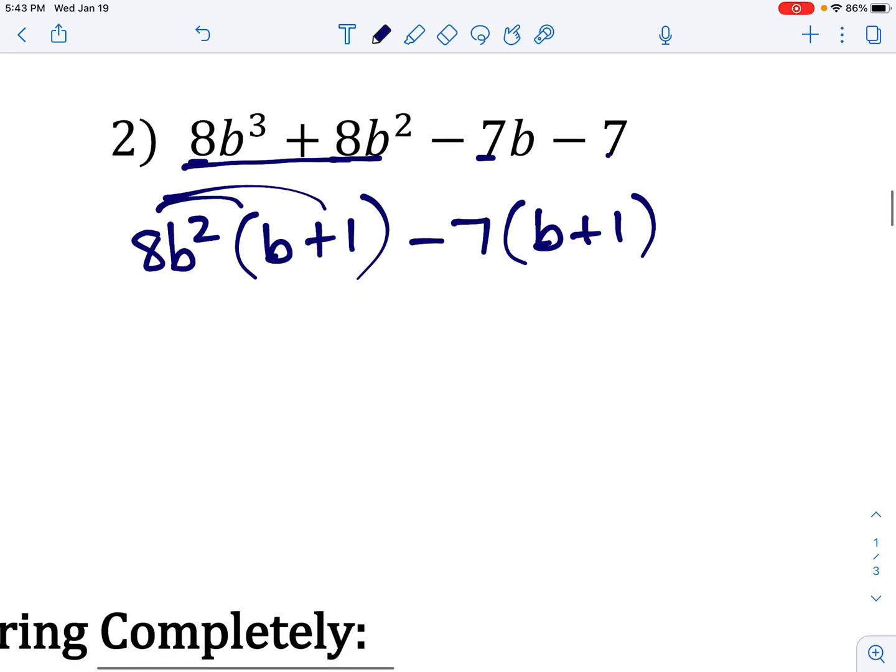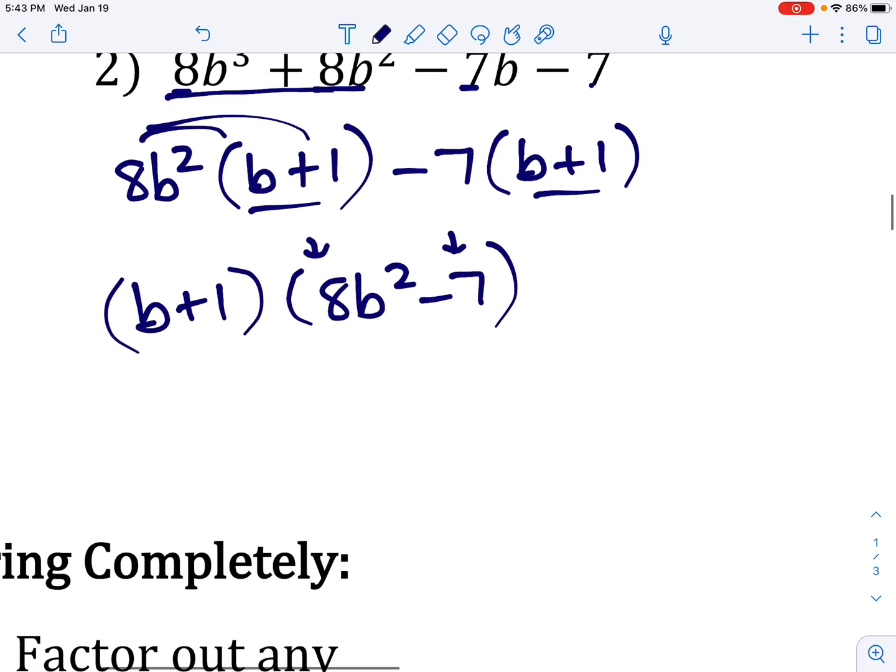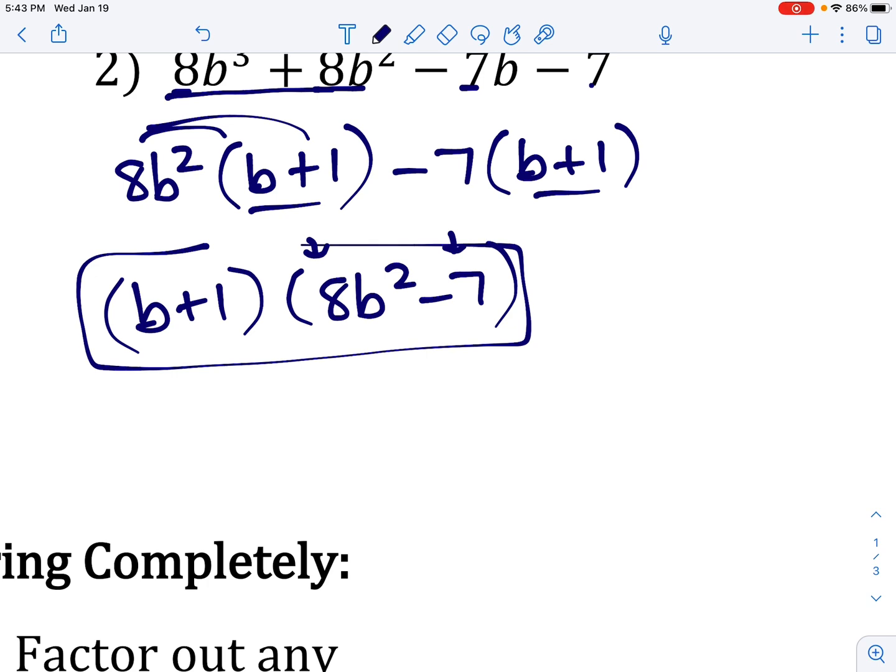Okay, because of the negative, it makes it positive. I have the same factors, b plus 1 for both, so I can write that out front. And then I'm left with 8b squared minus 7. These are not perfect squares, so I don't have anything else to do with those. So there's nothing else I can do. So my answer is just b plus 1 and 8b squared minus 7.